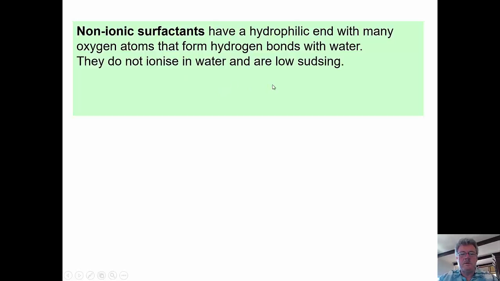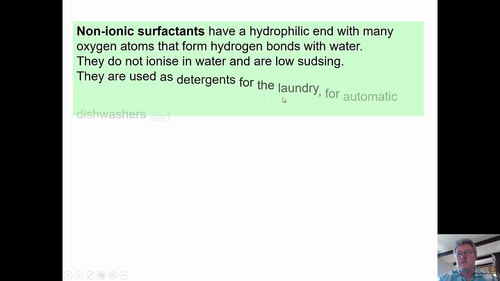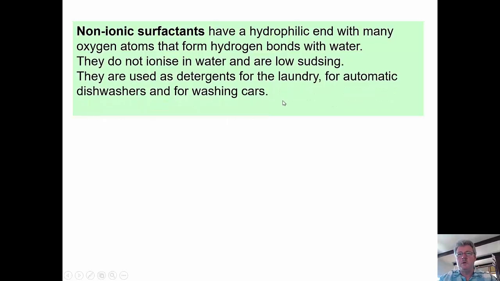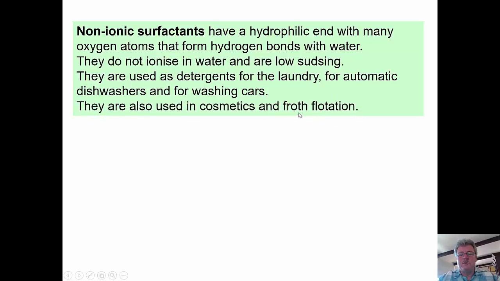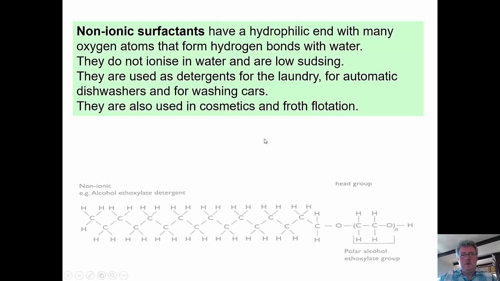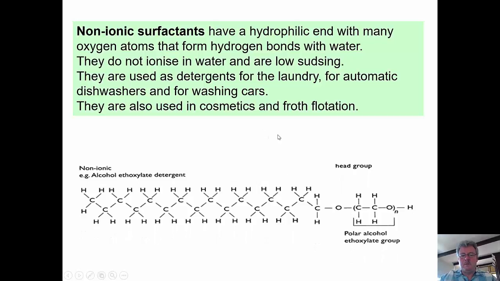They don't ionize in water, and they're low sudsing, so they don't make a lot of foam. They clean fairly well, so they're used in detergents for laundry, for automatic dishwashers, for car cleaning, for cosmetics, and they're often used in froth flotation, to bubble impurities to the surface. You can see the shape of those. Low sudsing, because in an automatic dishwasher you don't want lots of suds.